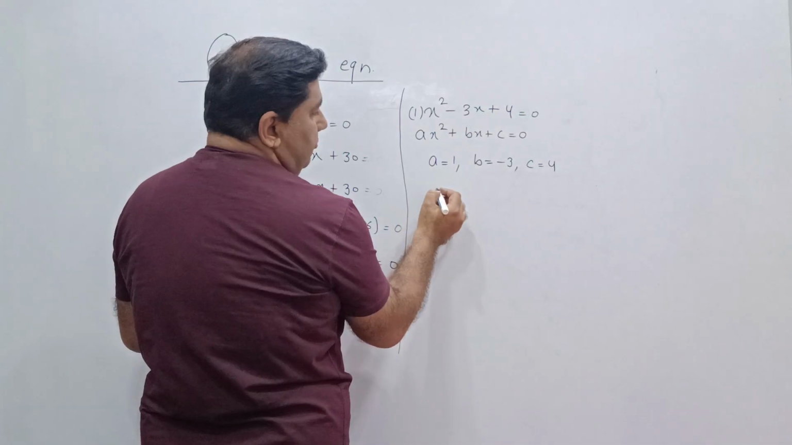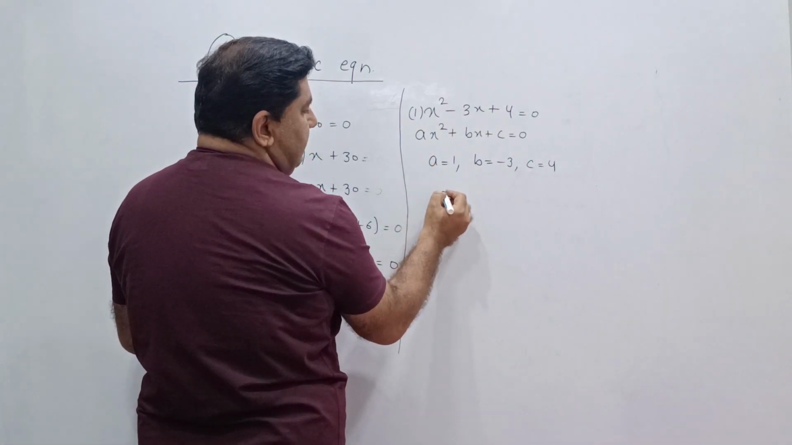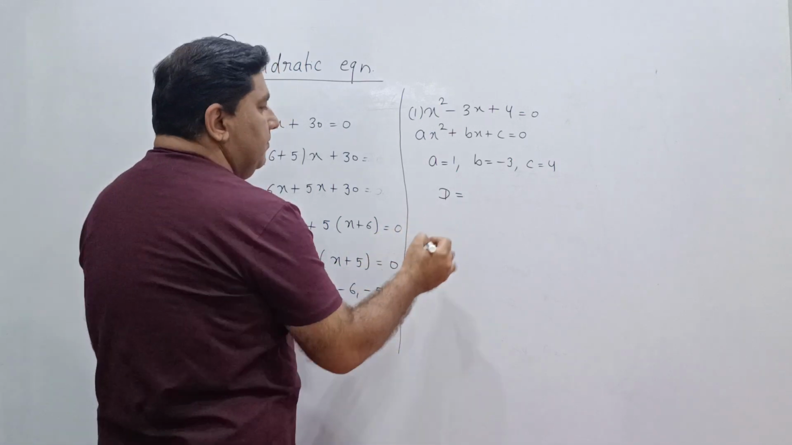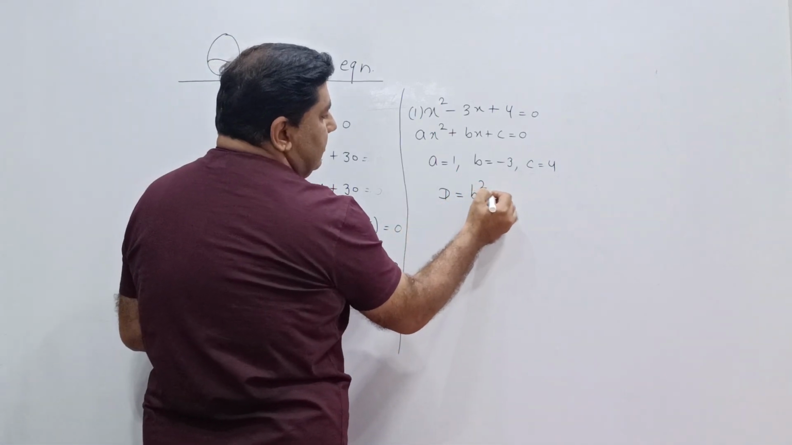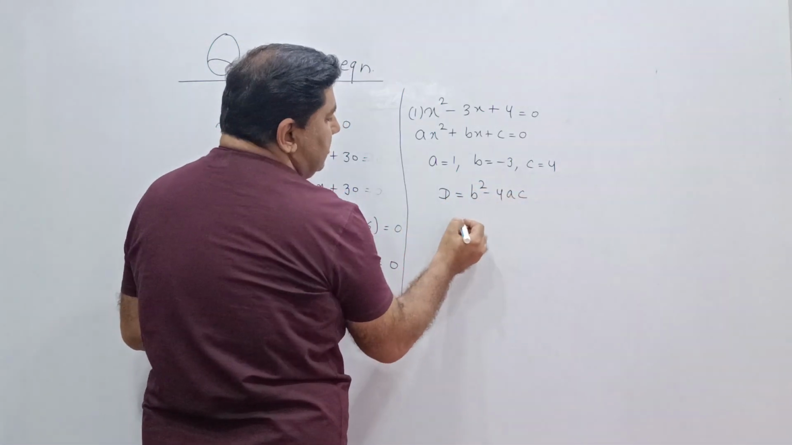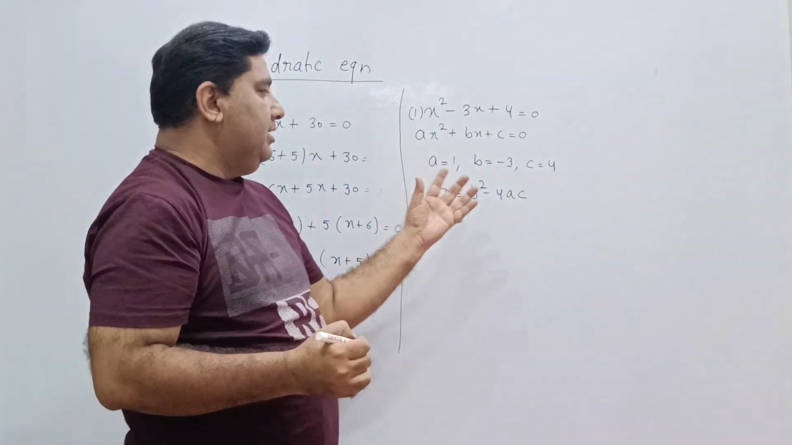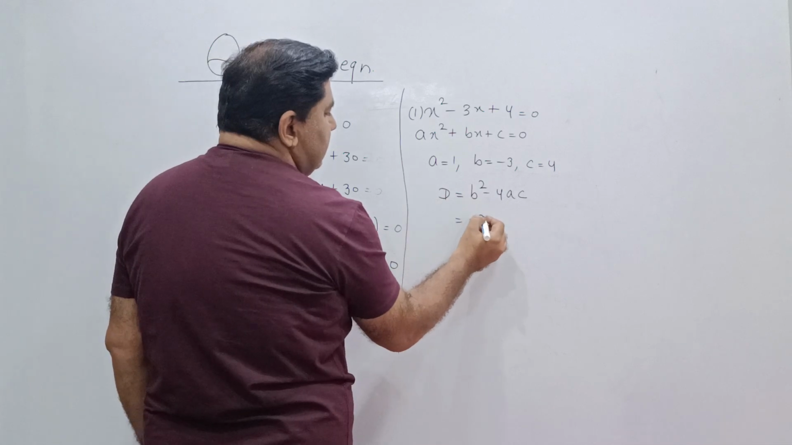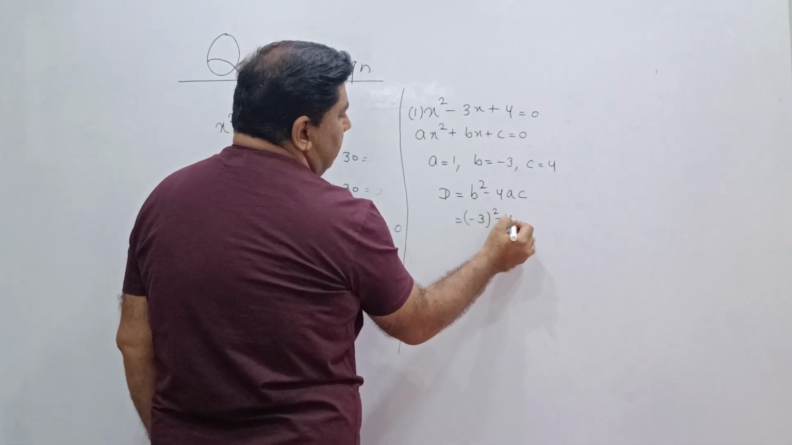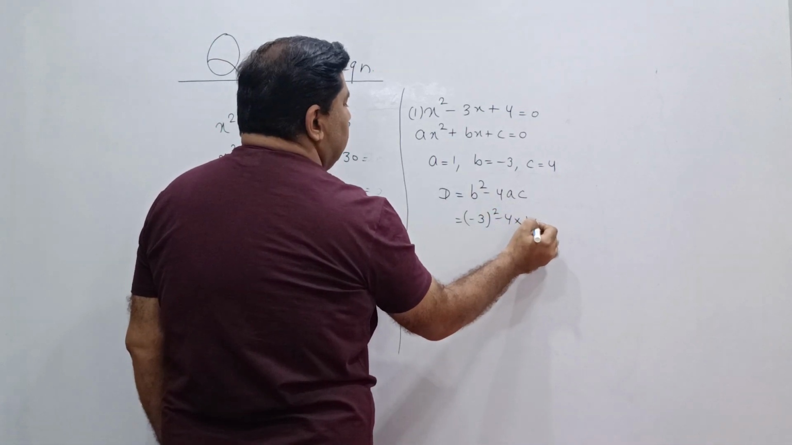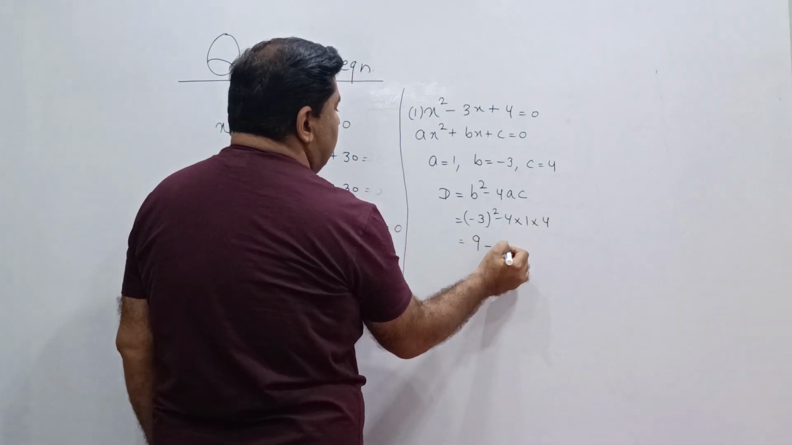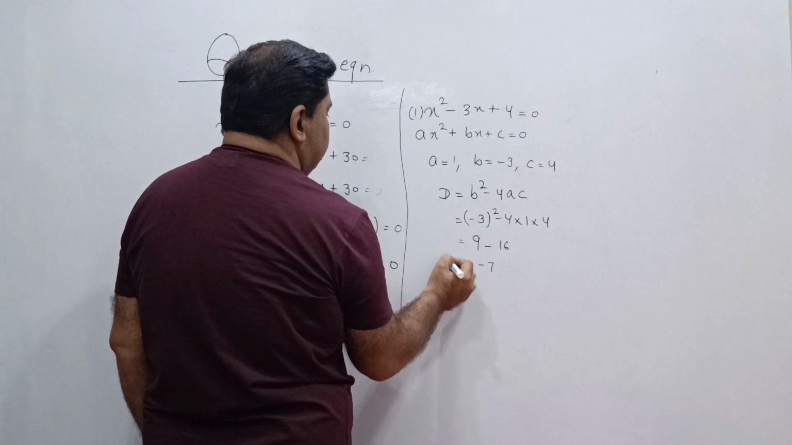Now the nature of roots depends on the discriminant, which is denoted by D, and the value of D is b square minus 4ac. It will tell us about the nature of the roots. The value of b is minus 3, a is 1, c is 4. It will be 9 minus 16, which is minus 7.